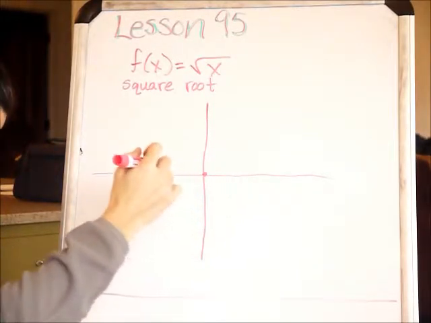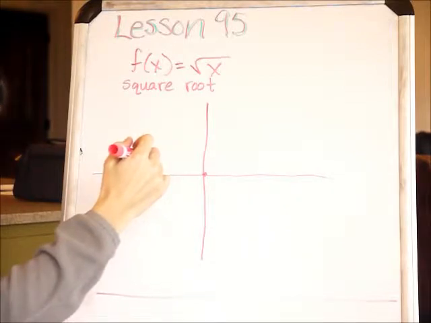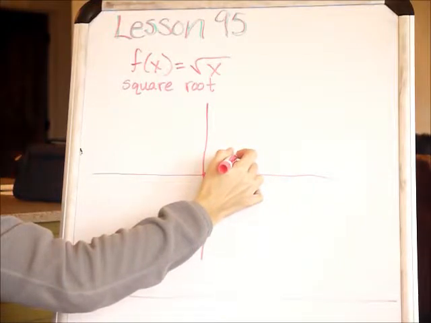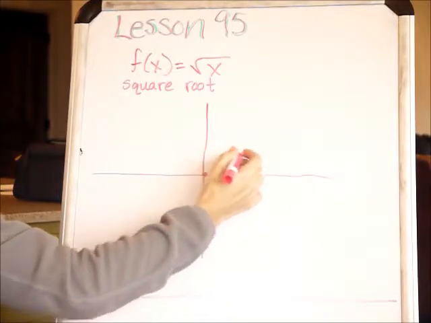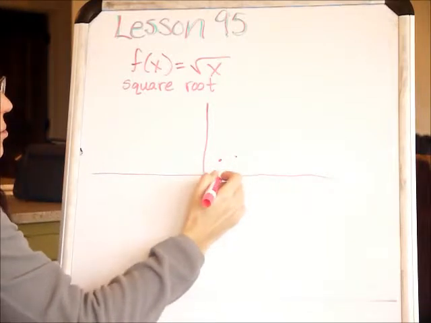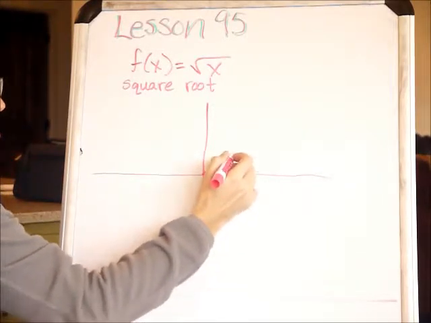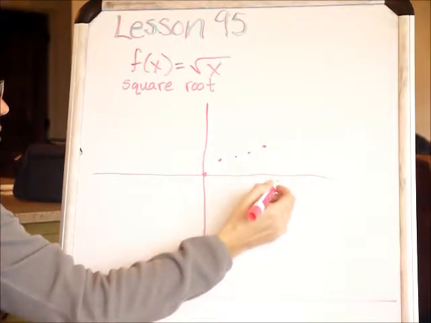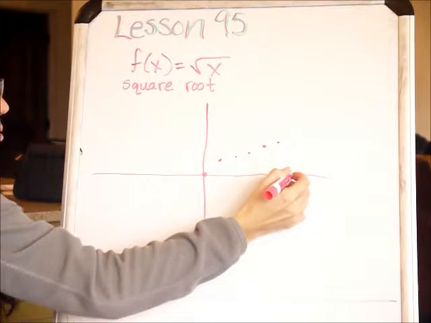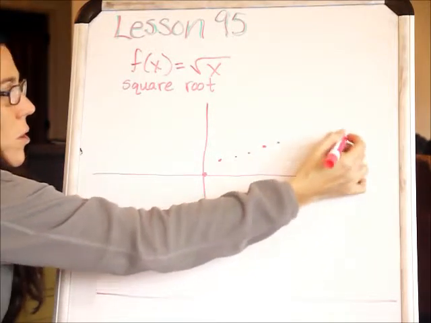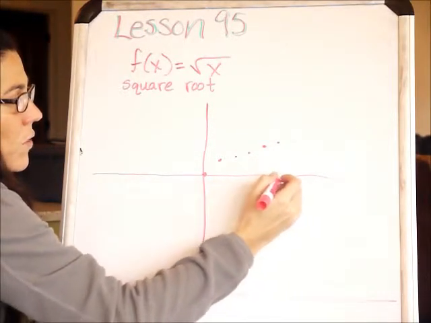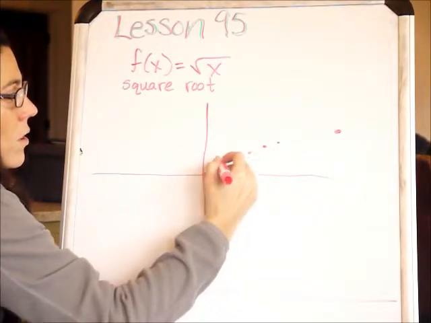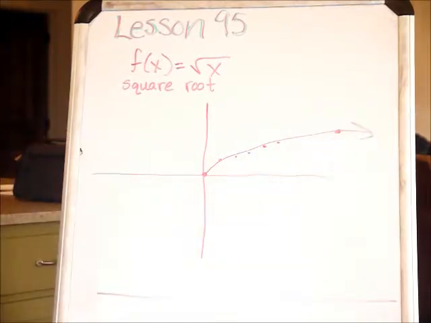It goes here, and here, 1, 1. It gets kind of like all the way out to 9. It's the square root of all these. So square root of 1 is 1. Square root of 2 is a little more than 1. Square root of 3 is up here. Square root of 4 is 2. Square root of 5, 6, 7. If you go all the way out to 9, 1, 2, 3, 4, 5, 6, 7, 8, 9, it's going to be right at 3. So this is called a square root function.